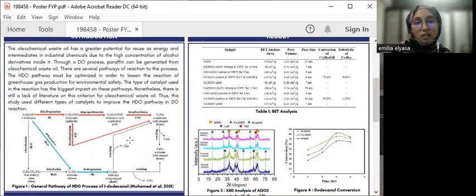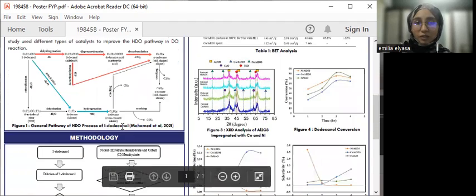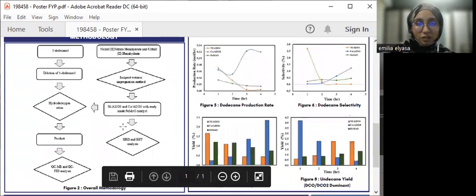So the optimizations of HDO pathway needs to be conducted. The type of catalyst used in the reactions has the biggest impact on this pathway. Nonetheless, there is a lack of literature on this parameter for oleochemical waste oil. Thus, this study used different types of catalysts to improve the HDO pathway in the DO reaction for oleochemical waste oil. Next is the methodology.